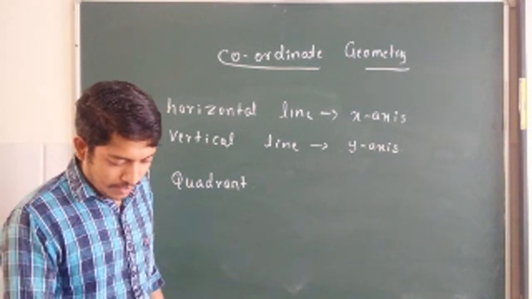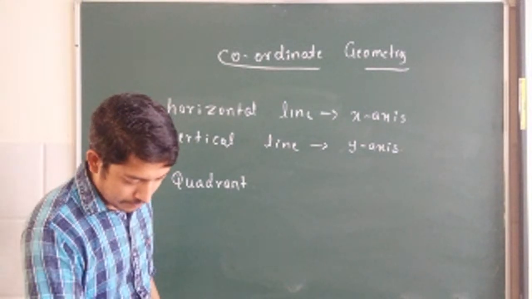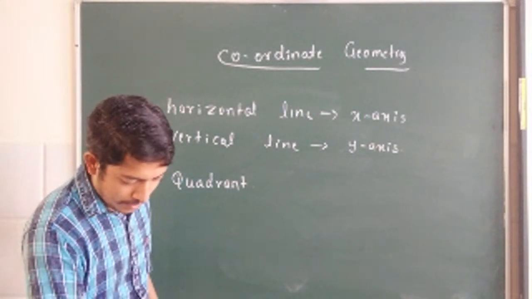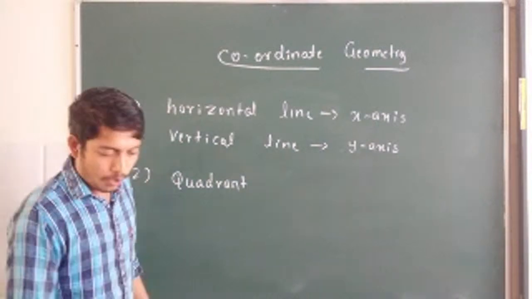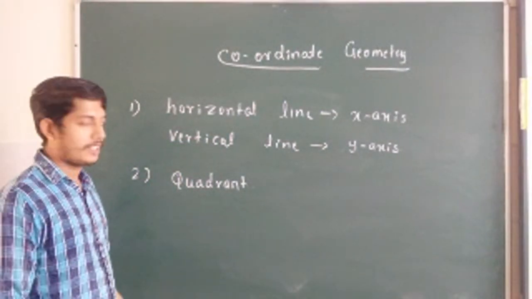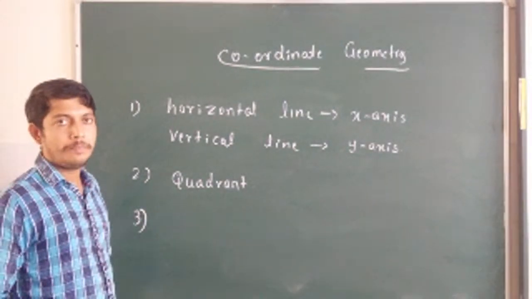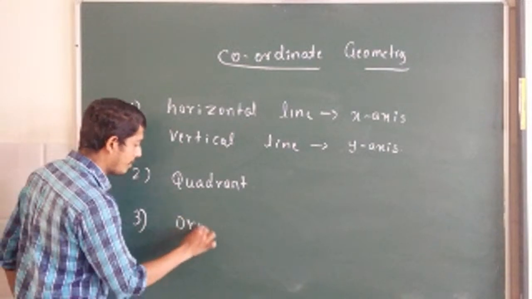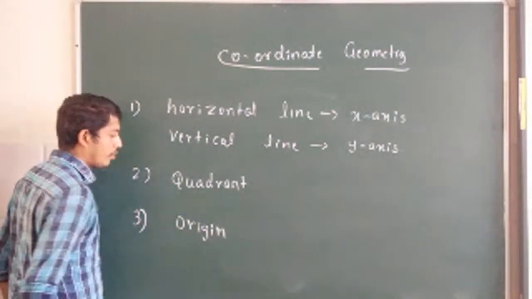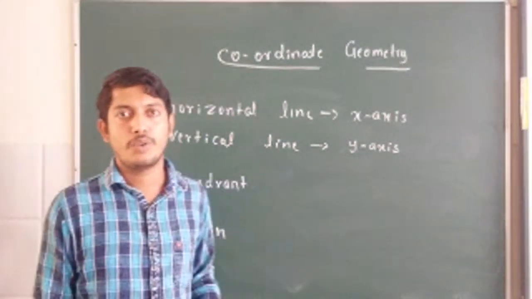And the third one is, write the name of the point where these two lines intersect. Name the point where these two axes intersect. So the axes intersect at a particular point, and that point is known as the origin, and the coordinates of the origin are 0, 0.